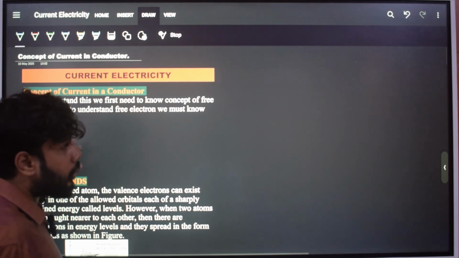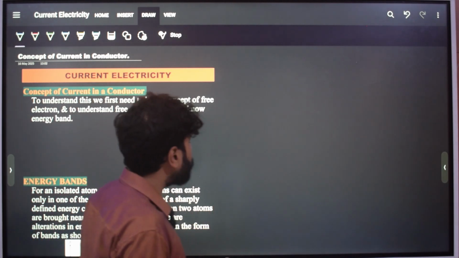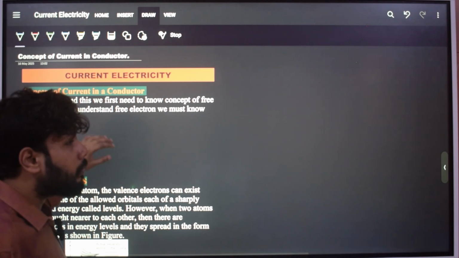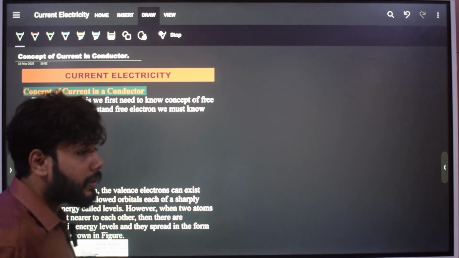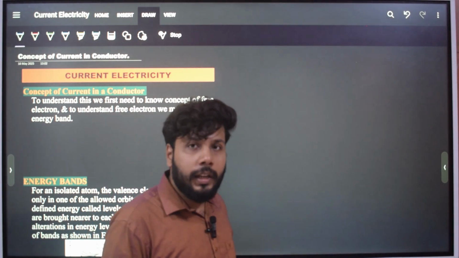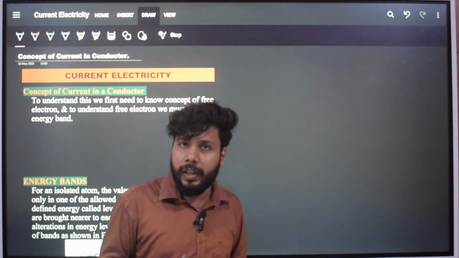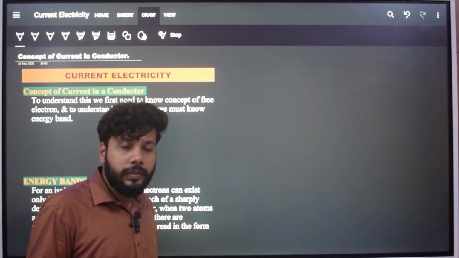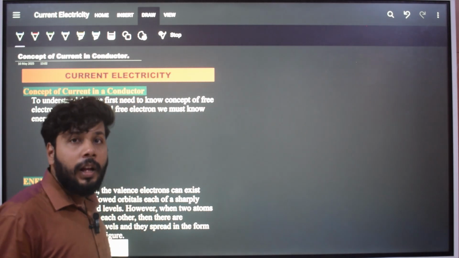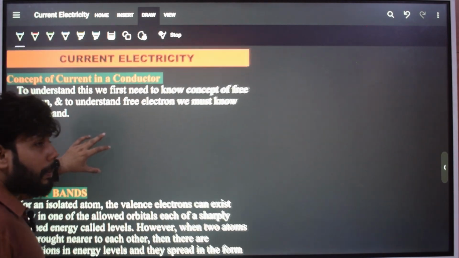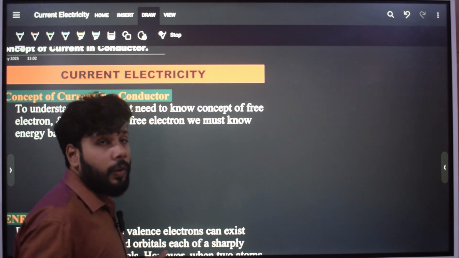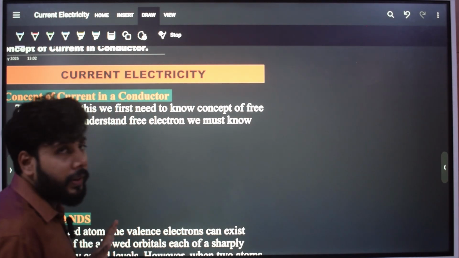Free electrons are also known as conductive electrons. To understand free electrons, there are two ways by which we can define them: either we can discuss the energy band, or we can discuss the metallic bond. In today's class we are going to discuss both methods. First is energy band and second is metallic bond. Remember, the goal of today's class is to understand the concept of current in a conductor, and for that we have to understand the concept of free electron.